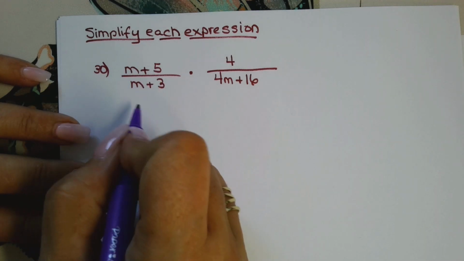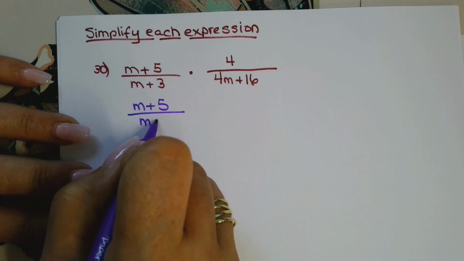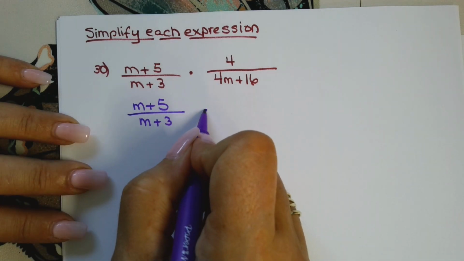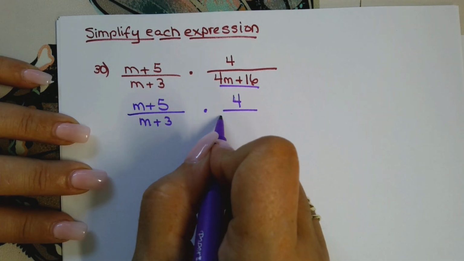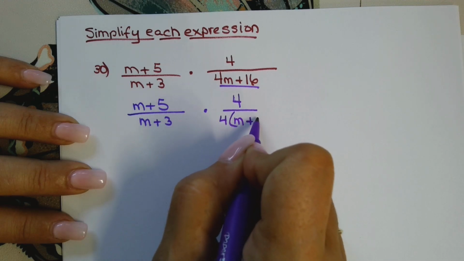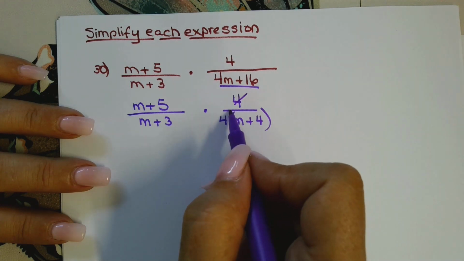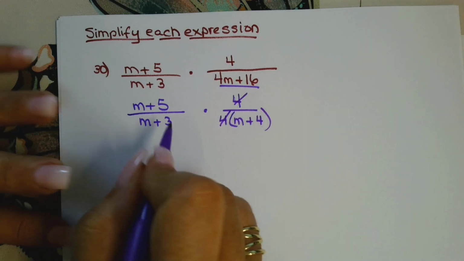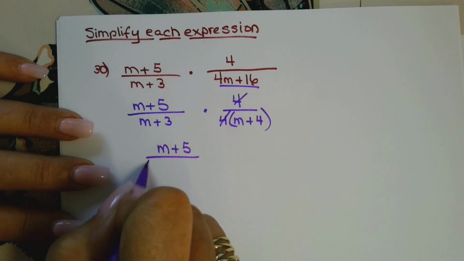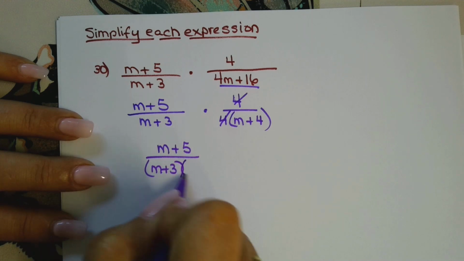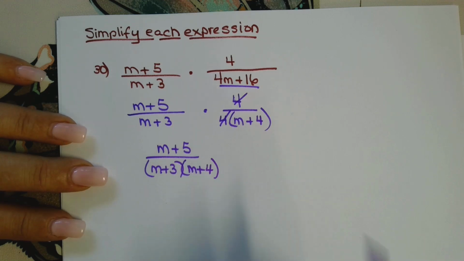Okay? So we cannot do any factoring for m plus 5. We can't do any factoring for m plus 3. We can't do any factoring for 4, but we can factor here and pull out a 4, and we'll be left with m plus 4. And in this case, the only thing that cancels is the constant. So that doesn't affect our exclusions at all. So we're left with m plus 5 over m plus 3, m plus 4. That was really easy, right?